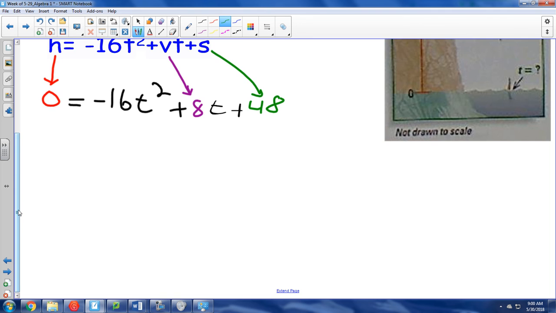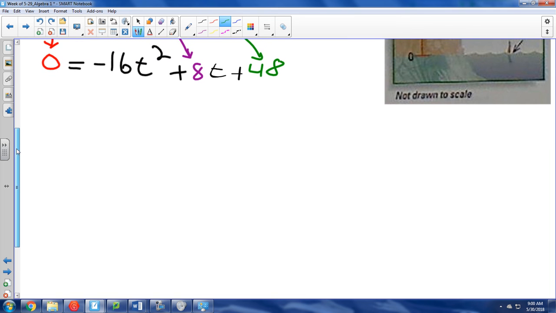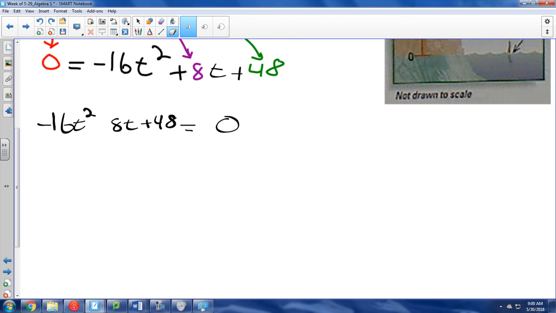So I'm gonna forget about the word problem for a second. I'm gonna turn it into a regular old worksheet problem. Okay? Now the question becomes this. Is the left side set equal to 0? Yes or no? Yeah.